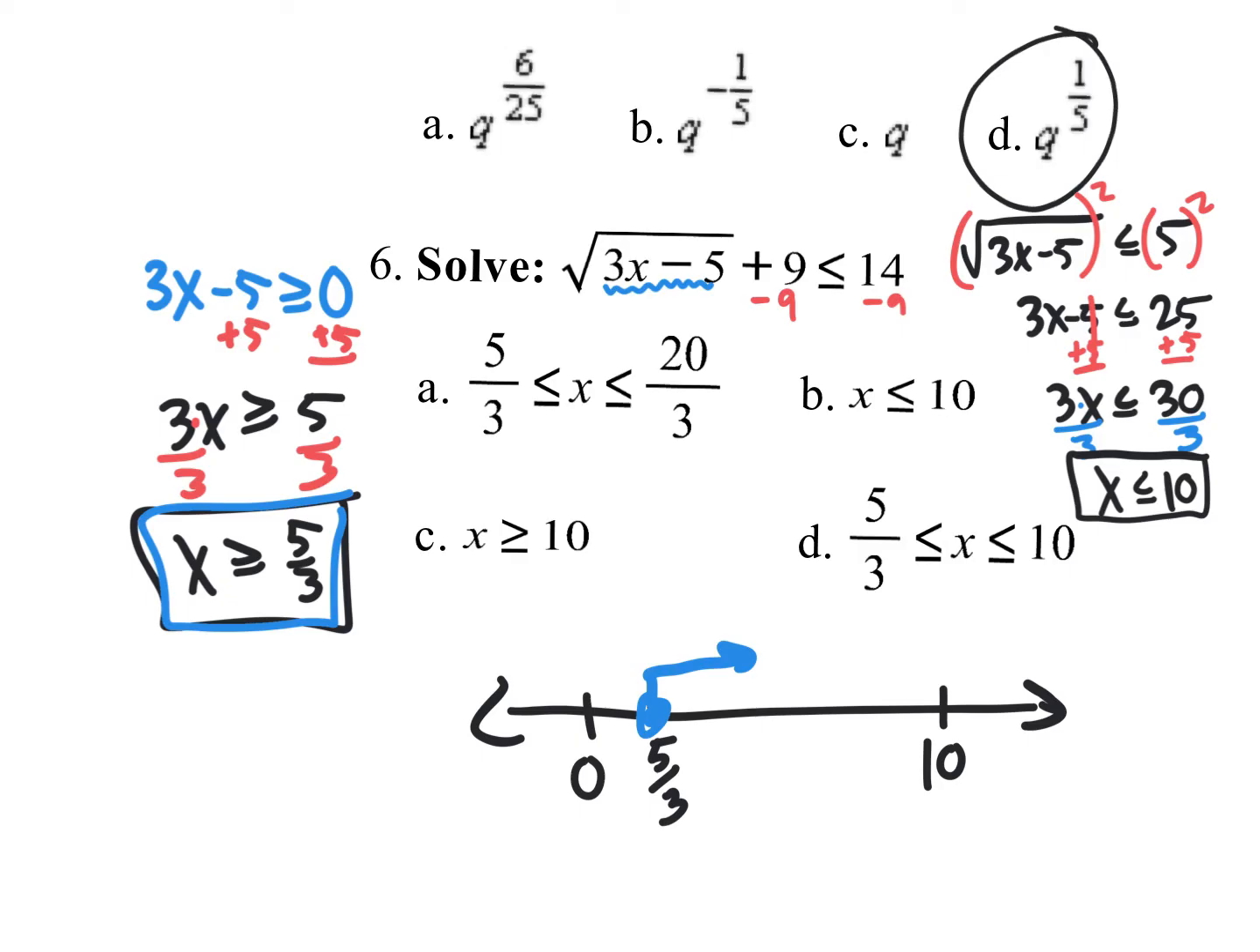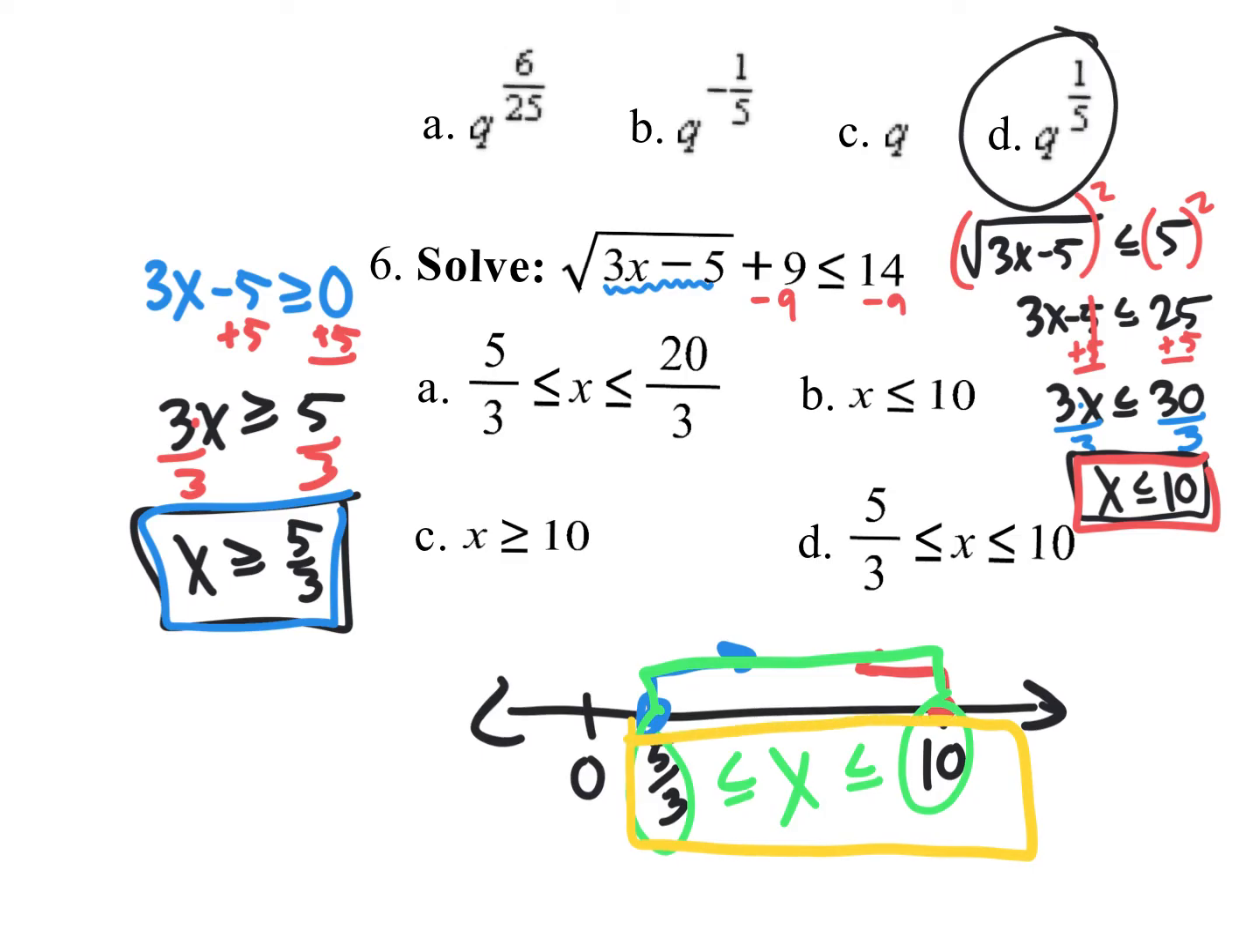And this other one I'm going to do in red, x is less than or equal to 10. Less than is to the left. So there's 10, less than is to the left. So as you can see, this is an area that's enclosed. So if it's an enclosed area that's from here to here, all you have to do is put the x in the middle and put the less than or equal to symbols between both of those. So here is our answer. 5/3 is less than or equal to x is less than or equal to 10. Okay, and there it is. 5/3 is less than or equal to x, which is less than or equal to 10.